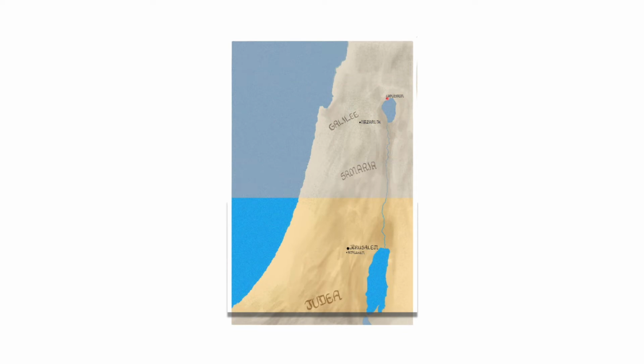Then, when the story gets super intense, Jesus goes south to the city of Jerusalem. Now, here's Bethlehem, which is where Jesus was born. But the big event takes place right here in the city of Jerusalem. So there you go. That's the geography of the book of Matthew.